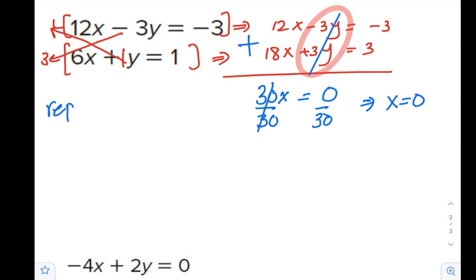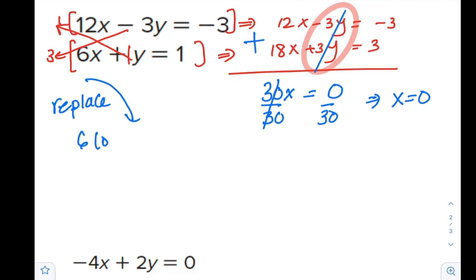Replace. I'll take this equation, 6 times 0 plus y equals 1. Replace in the original one.